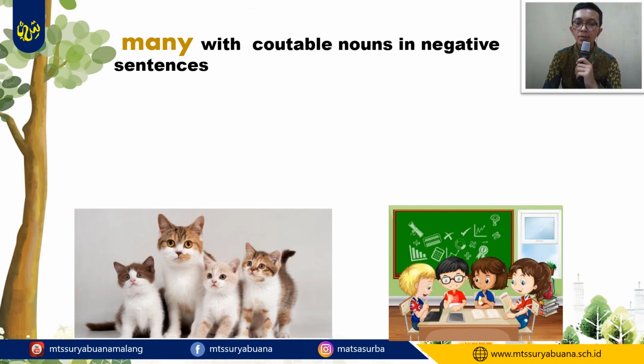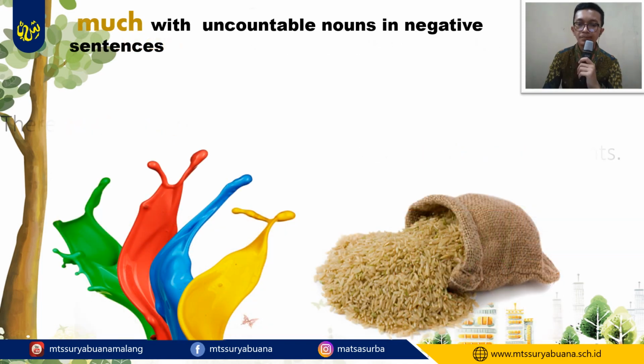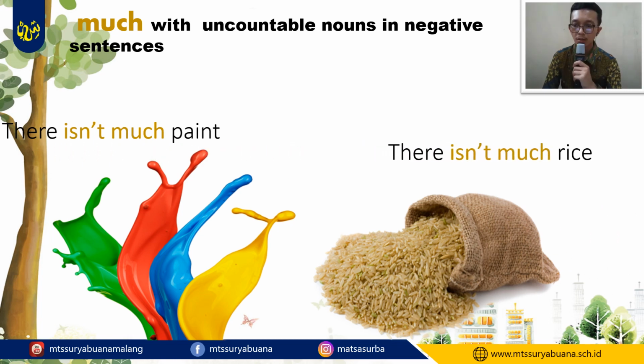Many is used with countable nouns in negative sentences. For example, there aren't many cats. There aren't many students. There aren't many cats means that there are not many cats. There are not many students. Next is about much. Much is used with uncountable nouns in negative sentences. The example: there isn't much pain. There isn't much rice.